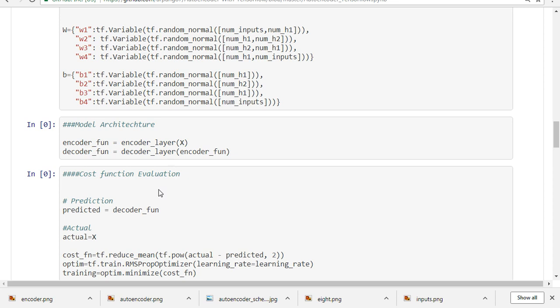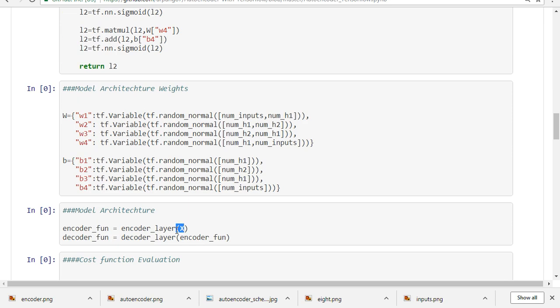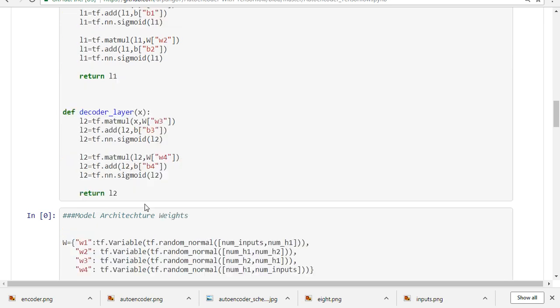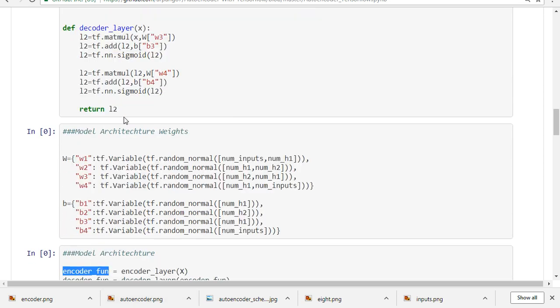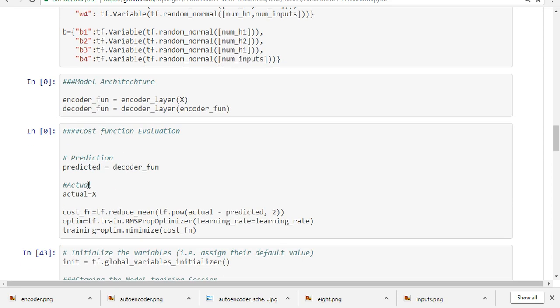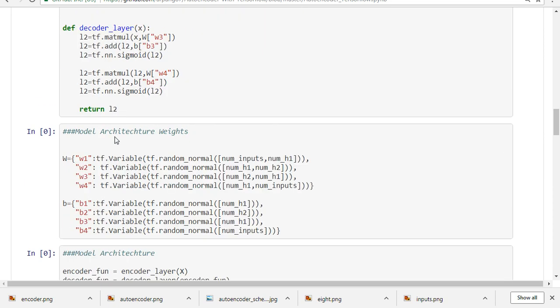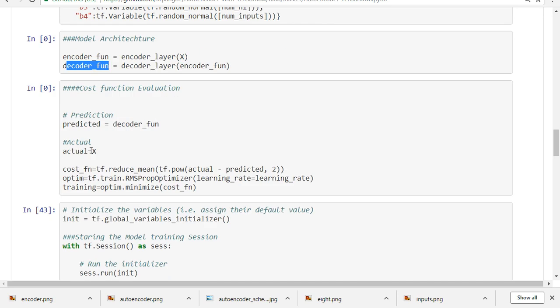What you need to do is use this encoder function and feed x, which is the input, and then in the decoder function you feed the output of the encoder function, which is this one. This is the output you are giving to the decoder. And once you have done this, the prediction will be the output of the decoder function, which is L2 here. So you write predicted is equal to decoder_fun, which is here. Actual is your input, since you have 784 pixels for each of the images.